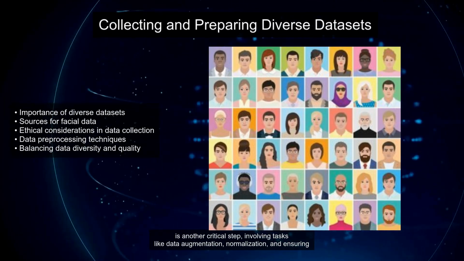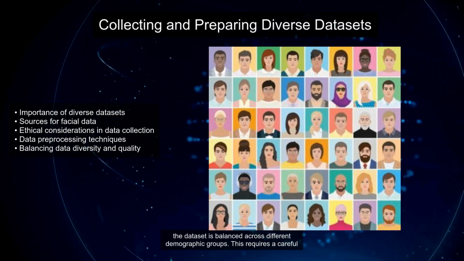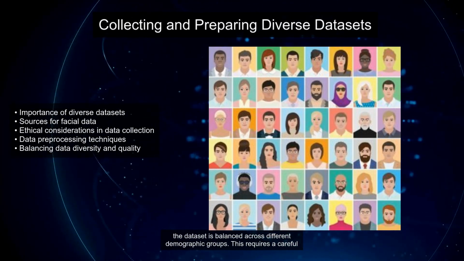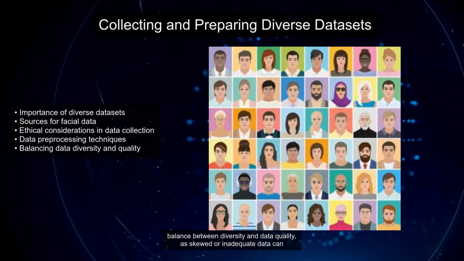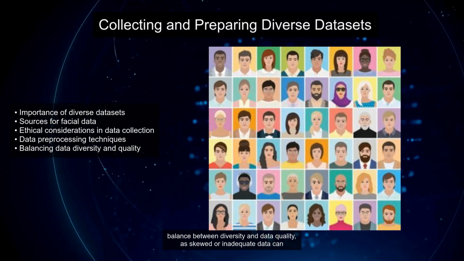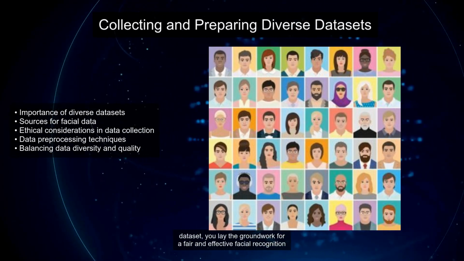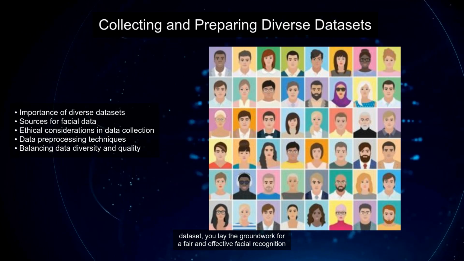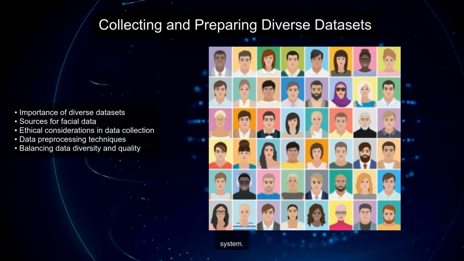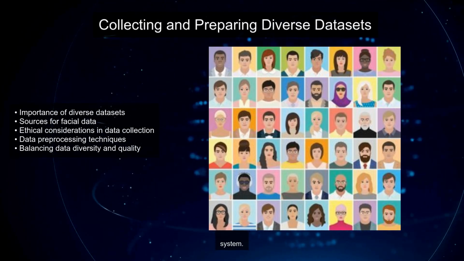Pre-processing is another critical step, involving tasks like data augmentation, normalization, and ensuring the dataset is balanced across different demographic groups. This requires a careful balance between diversity and data quality, as skewed or inadequate data can lead to biased models. By focusing on creating a comprehensive and representative dataset, you lay the groundwork for a fair and effective facial recognition system.